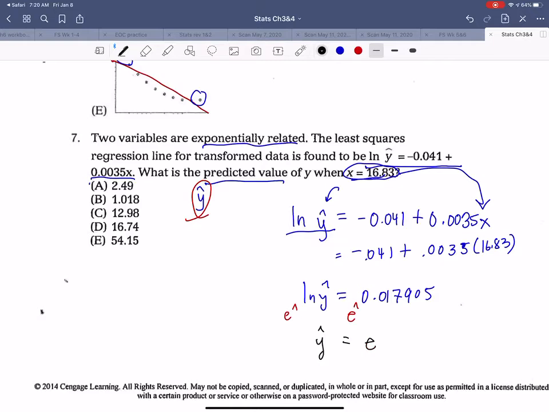And if I take e to the power of 0.017905, let's see what I get. This should be right off of my calculator, right? And I get 1.018. So now I'm going to be looking for my answer, B, 1.018. Nice work, guys.